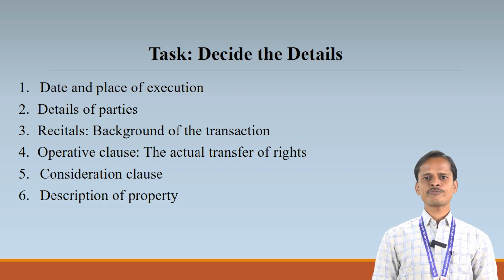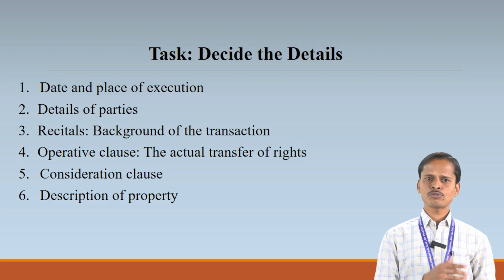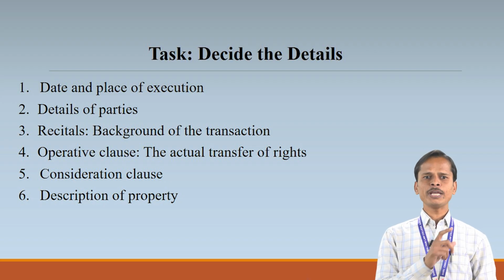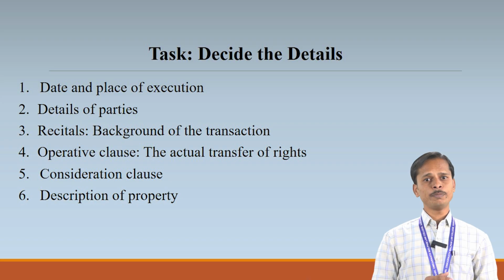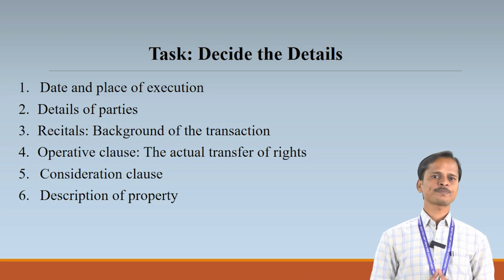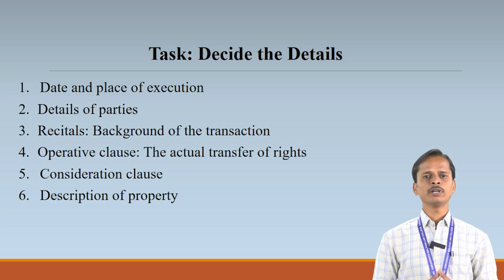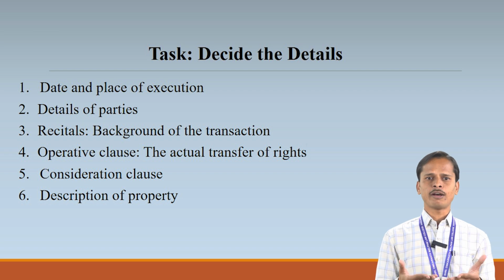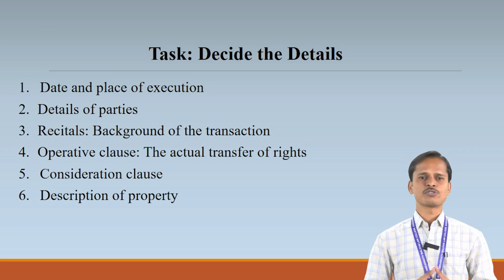Third, we must fix the details of the parties. Imagine the donor and the donee. Decide their names, age, occupation and address. For instance, the donor could be a father gifting property to his daughter or son. Fourth, we need to frame the recitals. This means writing why the gift is being made. It is out of love and affection or to settle family arrangements.